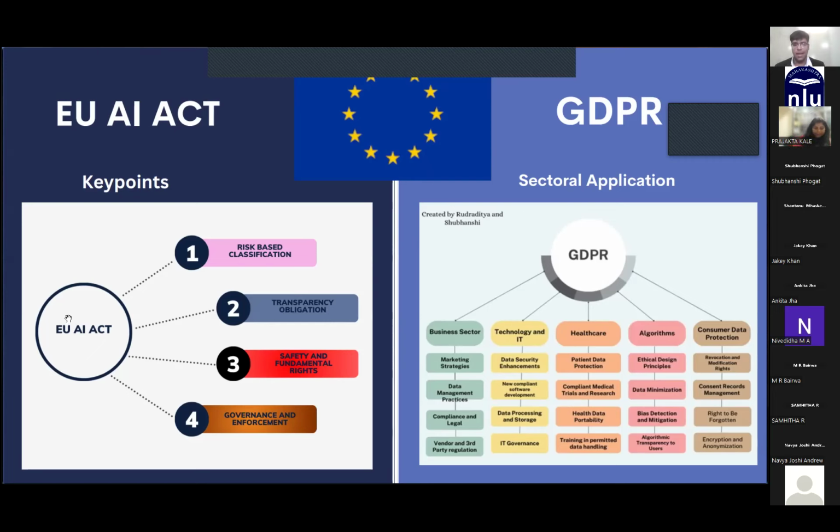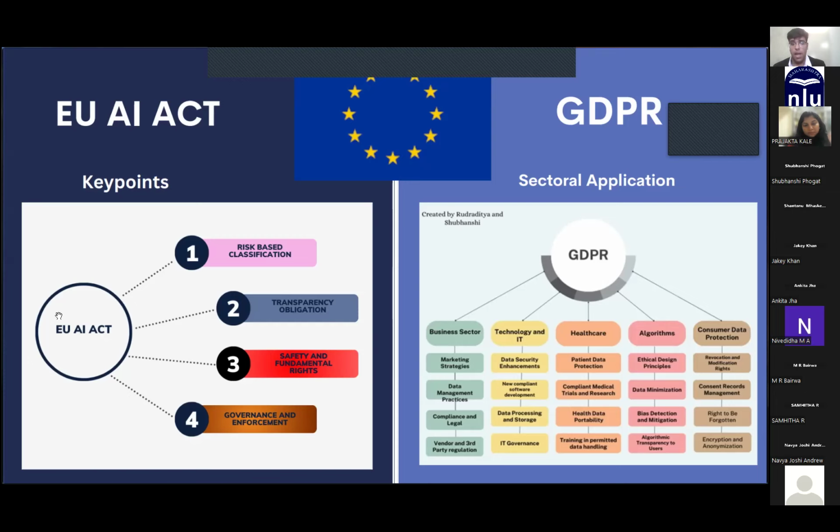So we're going to talk about risk-based classification. The Act categorizes AI systems into four levels of risk: unacceptable, high, limited, and minimal. This classification dictates the regulatory requirements for each AI system, with high-risk applications subject to the most stringent controls. Moving on to the transparency obligations for AI systems, especially those interacting directly with humans, or those used in decision-making processes that affect us personally, the AI Act mandates clear transparency measures. Moving on to the next, safety and fundamental rights. The AI Act requires adherence to the existing laws on privacy, data protection, and non-discrimination.